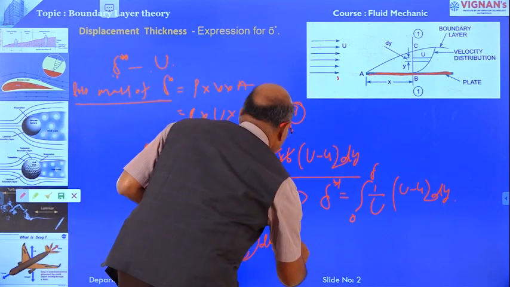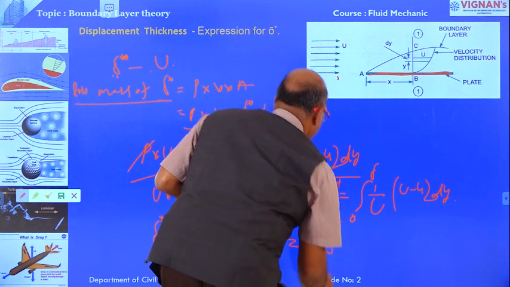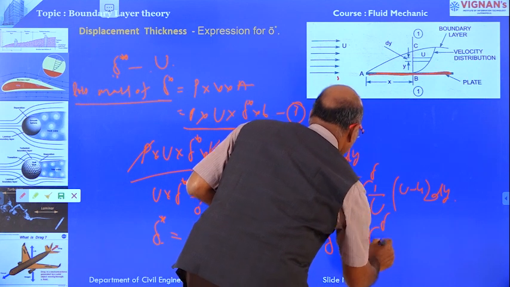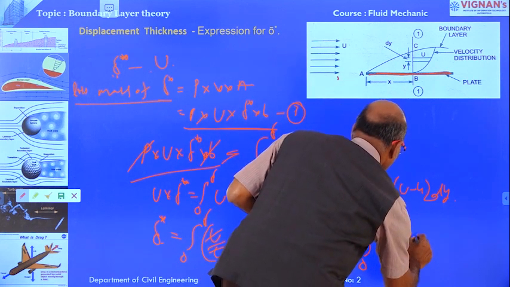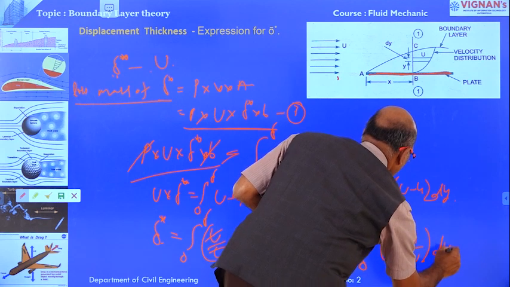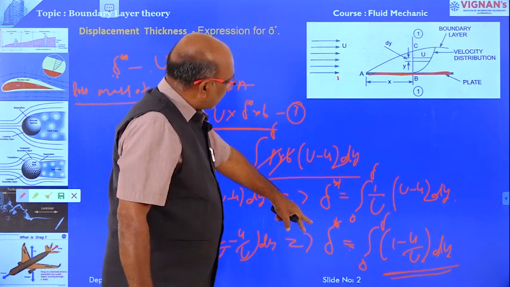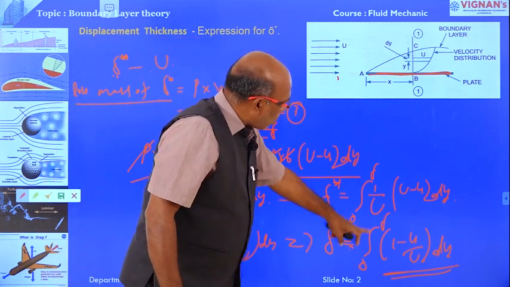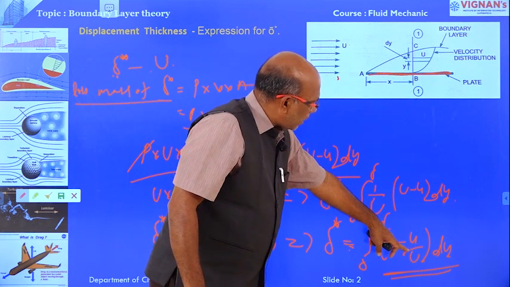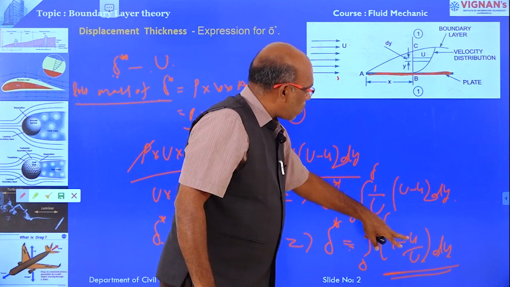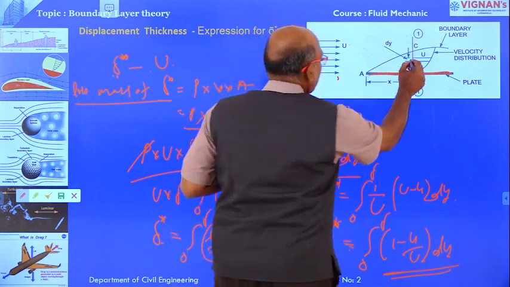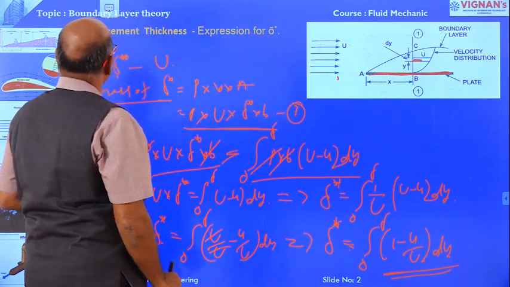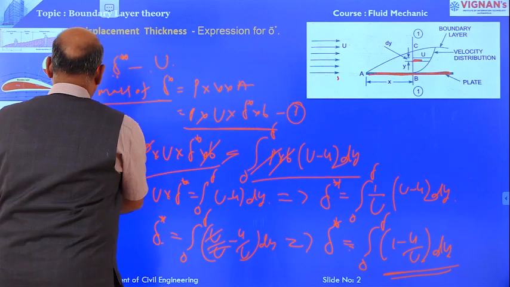This gets cancelled. Therefore delta star, the displacement thickness, is equal to the integral from 0 to delta of 1 minus small u divided by capital U, dy. This is the displacement thickness. Displacement thickness delta star is equal to the integral from 0 to delta of 1 minus small u divided by capital U, bracket close, into dy. Small u is the velocity over the strip. Capital U is the free stream velocity, right. This is about displacement thickness.